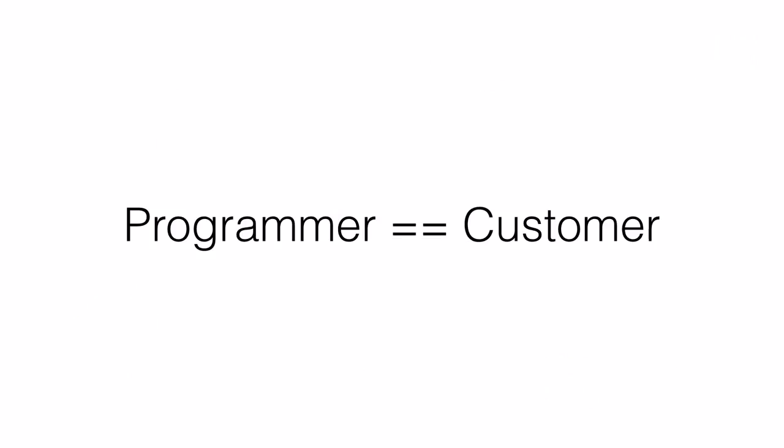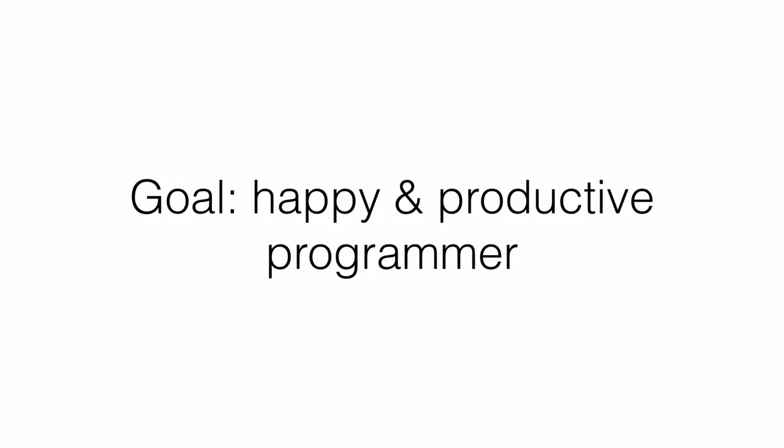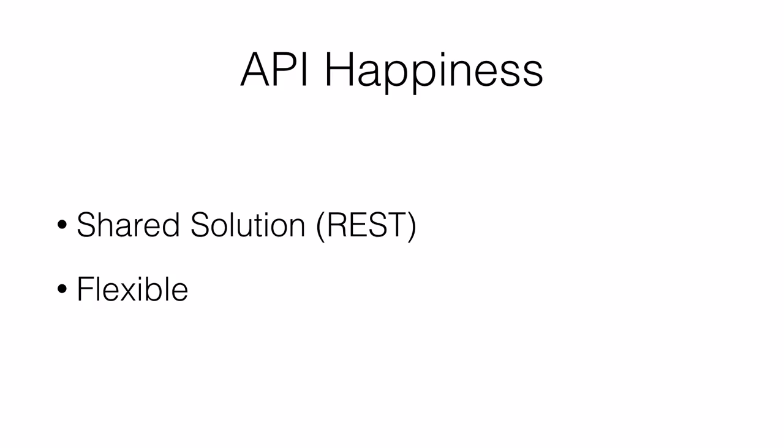When designing an API, we need to understand who the customer is. Who are we designing for? The person we're designing for is the programmer, the person who's going to write code to interact with our app. The goal is to have a happy and productive programmer. Because this programmer could be you if you're building a front-end UI for your app. It could be a teammate, or it could be someone who's building on top of your platform. You want the experience to be good. You want the people to be happy and productive. So how do we get API happiness?